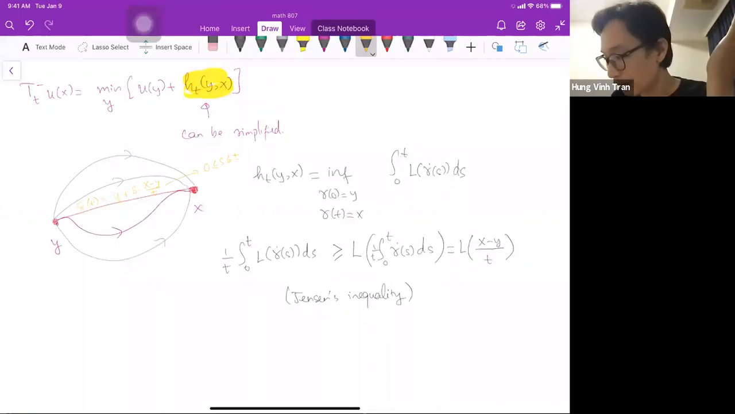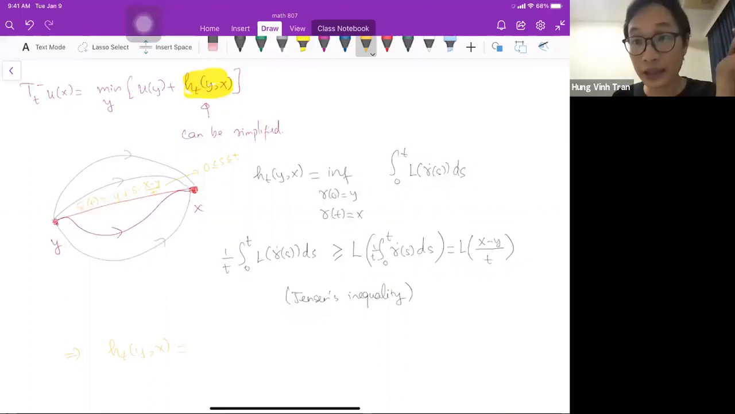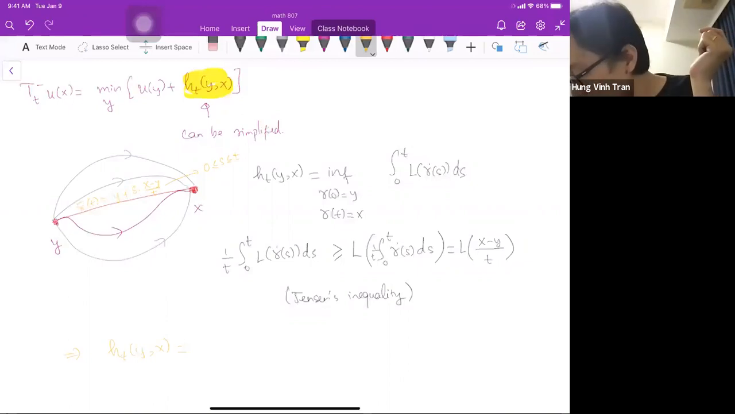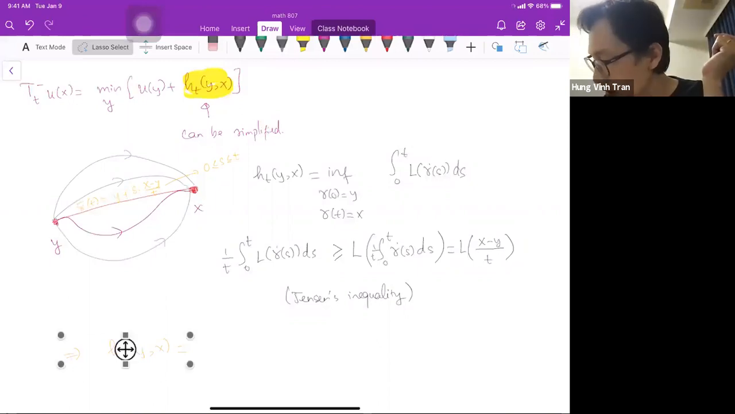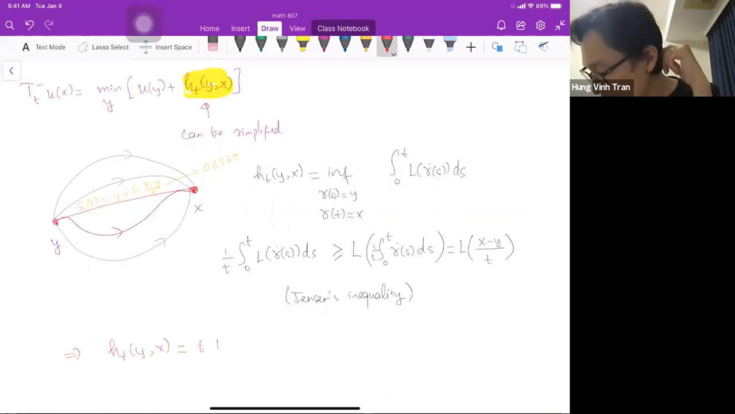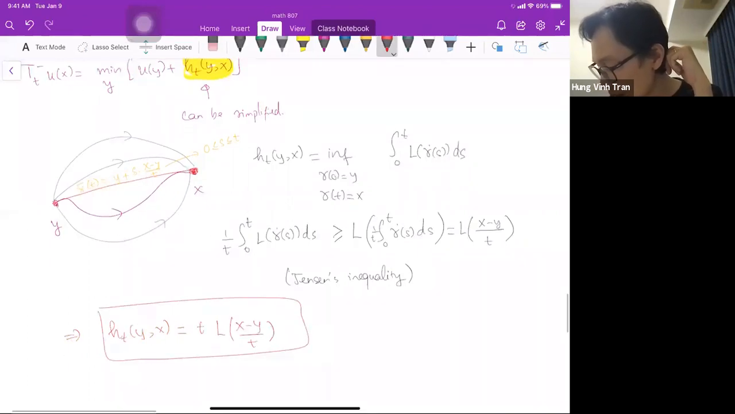So that's really beautiful. It turns out that h_t of y, x is nothing but just going in a straight line, right? It's exactly t times L of (x minus y) over t, and the minimizer is the straight line connecting from y to x.